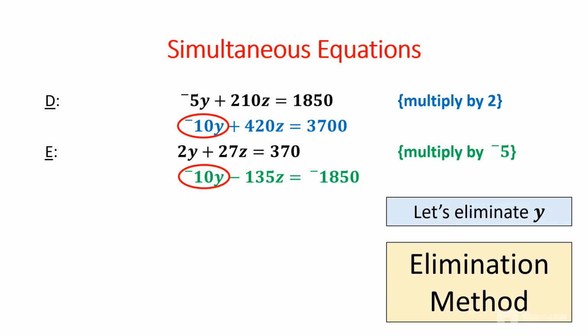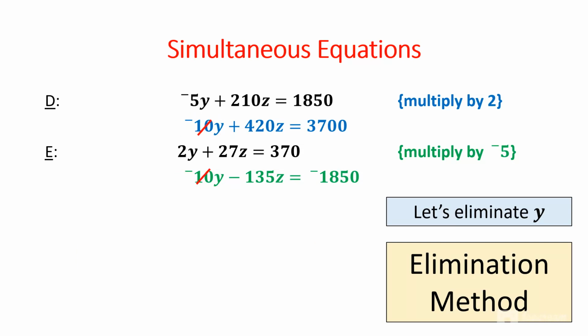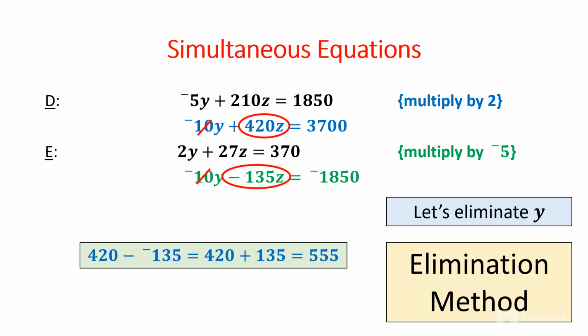To do this, we're going to subtract them. Now, just remember your integer rules. Negative 10 subtract negative 10 is the same as, those two negatives make a positive, so it's negative 10 plus 10, which is 0, which eliminates. Now 420z take away negative 135z. And again, remember your integer rules. A takeaway and a negative make a positive. So we're just left with 420 plus 135, which is 555z.